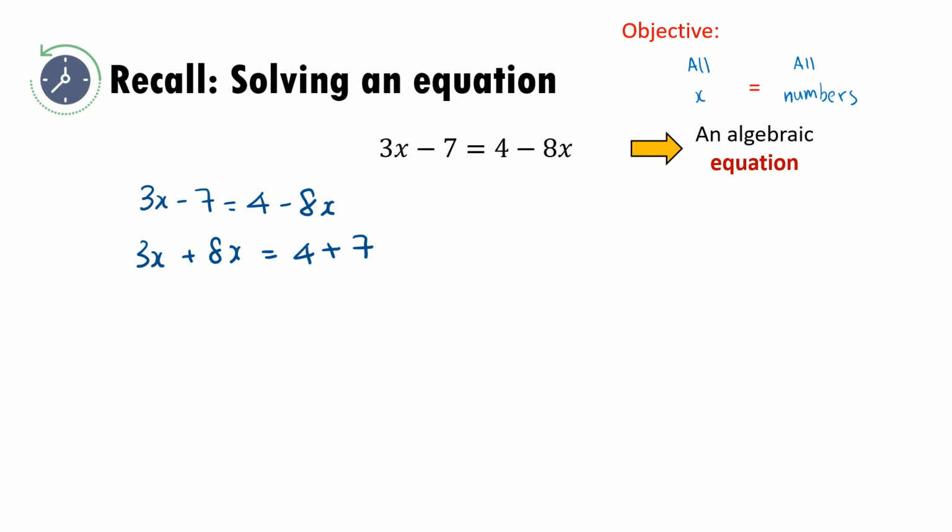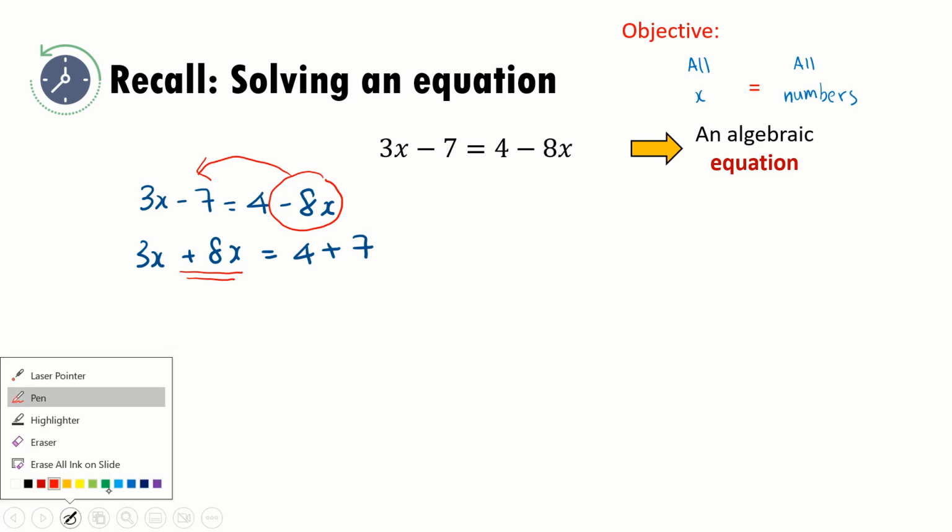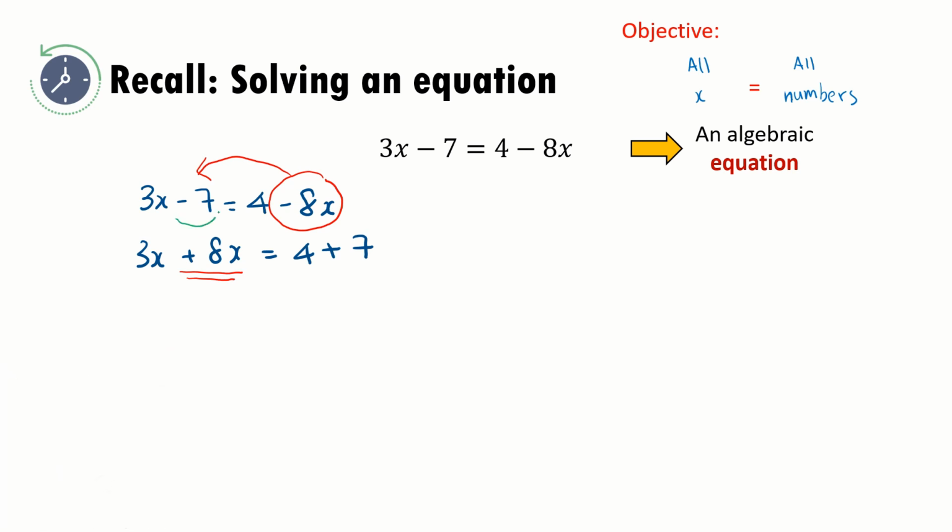Let me just grab a pen. I'm trying to shift this minus 8x over to the left side. That gives us a plus 8x. And also, I'm trying to shift this minus 7 over to the right side. And that results in a plus 7 on the right side.